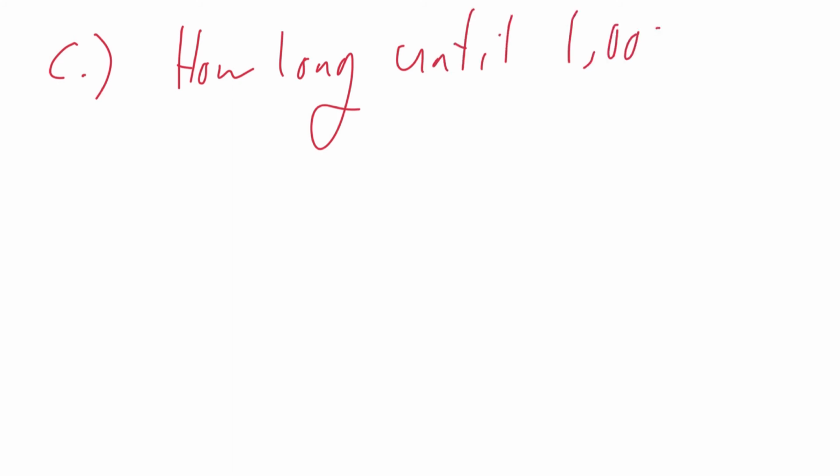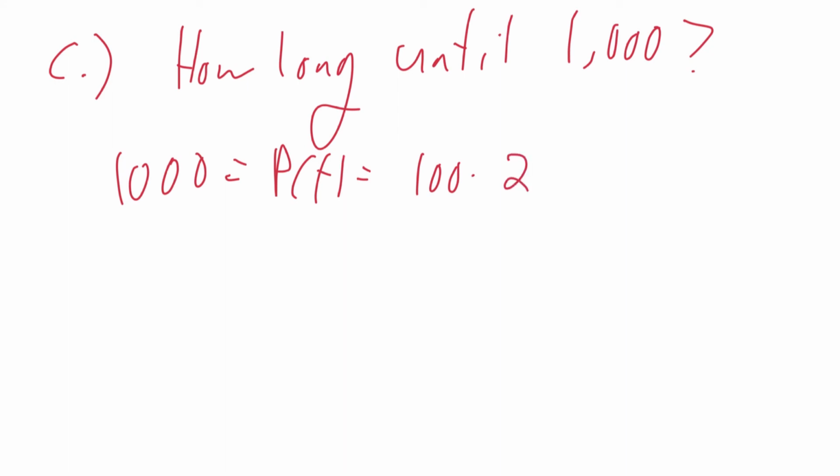And now we can look at C, which is how long until 1,000. Well, I set 1,000 equals P of t, which is equal to 100 times 2 to the t over 16. So that tells me that 10 needs to be equal to 2 to the t over 16. So I've reduced my problem to solving a type of exponential equation. How do I solve such a thing? Well, we've studied this already. All I have to do is take the appropriate logarithm.